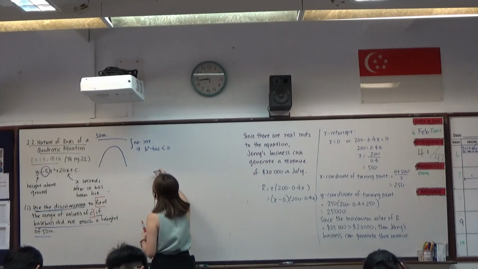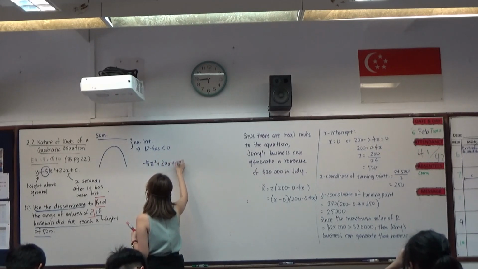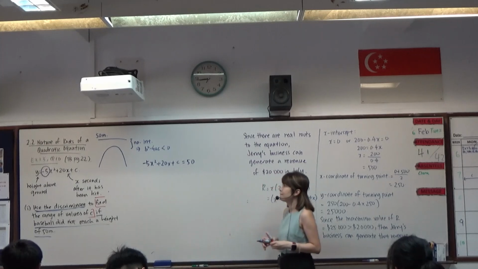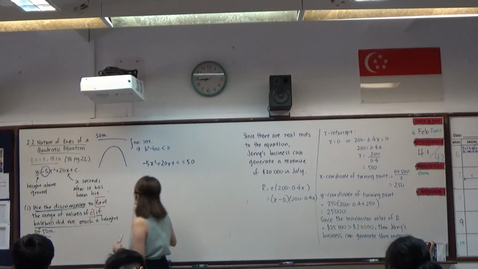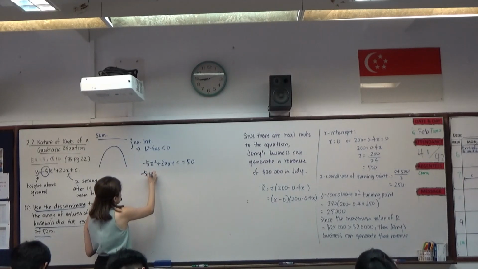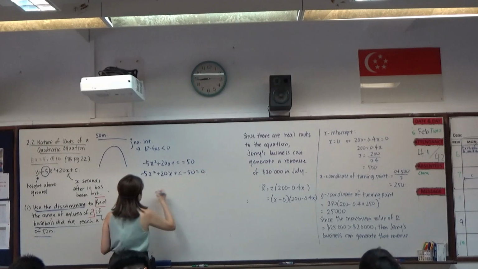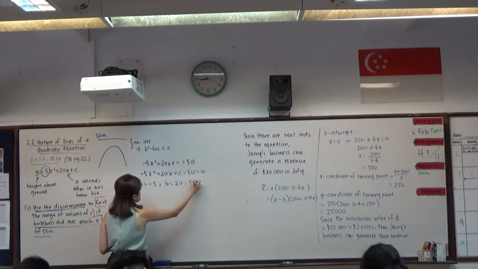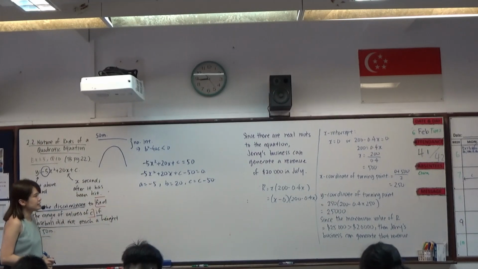So we are looking at the curve here intersecting with the line, which is y equals 50 meters. That's why we equate the two equations and determine the discriminant of this. So the constant term is C minus 50.